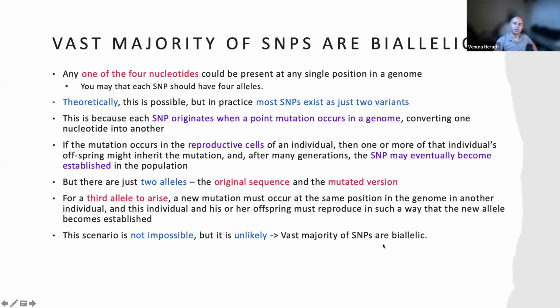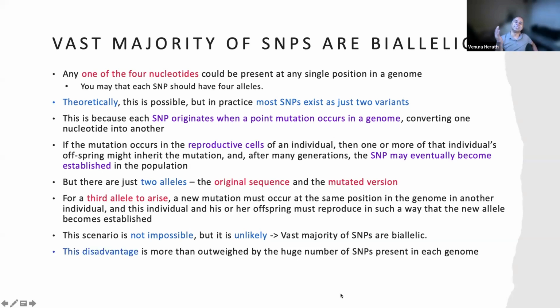Okay, now you're thinking, okay, so these SNPs have only two forms, so therefore they are of less use to us as markers. But in reality, don't forget, in an earlier slide I mentioned there are billions, or more than a billion, SNPs. So this disadvantage of being biallelic is nearly eliminated by the presence of many SNPs.